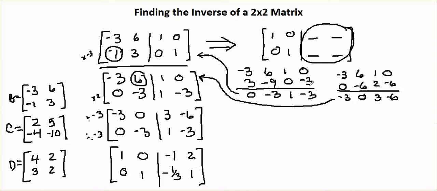And as I said in my introduction here, the resulting 2 by 2 matrix over here is the inverse matrix. And there we go. We have the identity matrix now on the left instead of on the right, and we have the inverse matrix here on the right. So the inverse of matrix B equals -1, 2, -1/3, and 1.